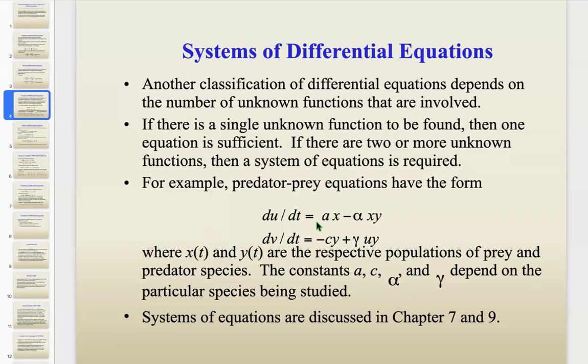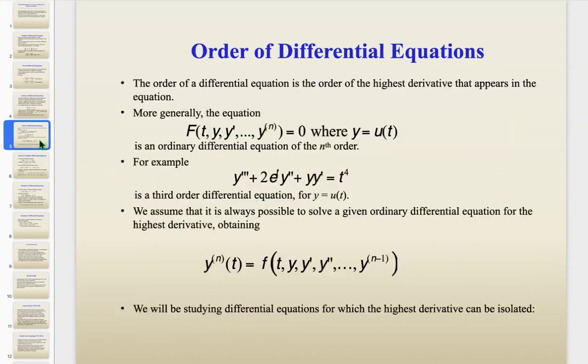And actually, I see a typo here. This should be dx/dt, and this should be dy/dt, not u and v. There's only x and y, which are functions of t, and there is no u and v. So up to this point, the thing I want to mention is that we will be studying equations involving derivatives of a function of a single variable. And later on in the course, we'll study systems of such equations. Okay.